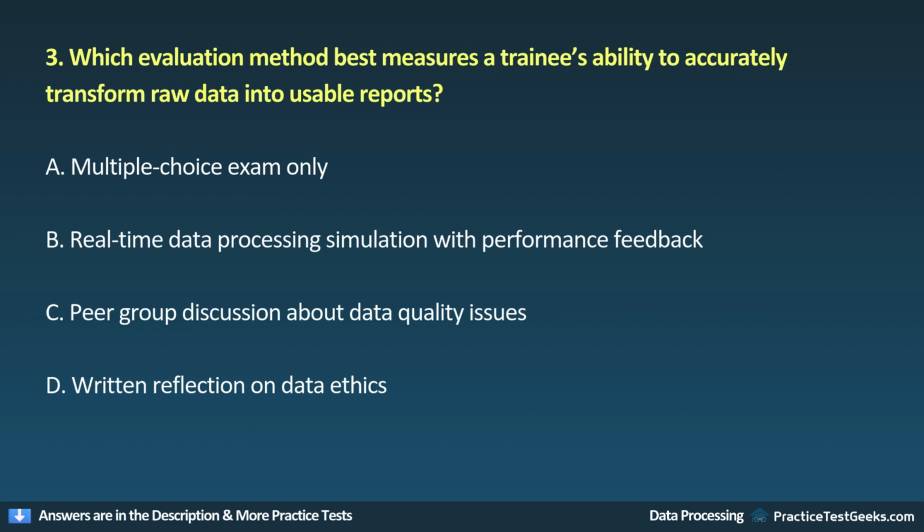3. Which evaluation method best measures a trainee's ability to accurately transform raw data into usable reports? A. Multiple choice exam only. B. Real-time data processing simulation with performance feedback. C. Peer group discussion about data quality issues. D. Written reflection on data ethics.